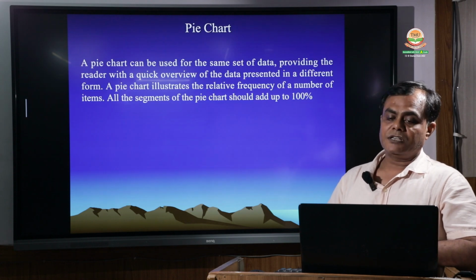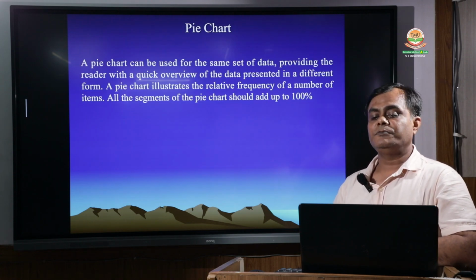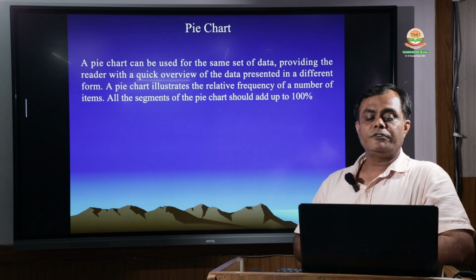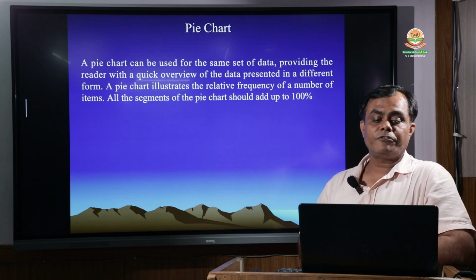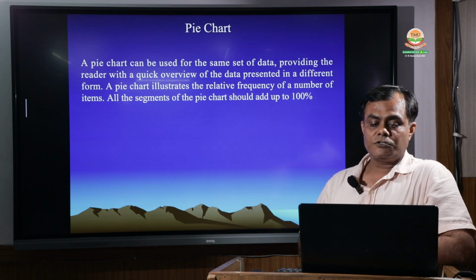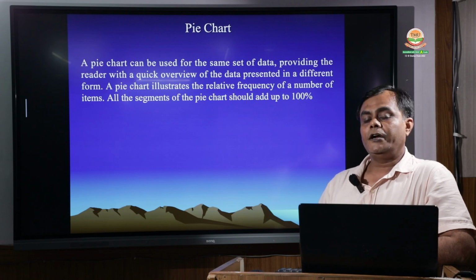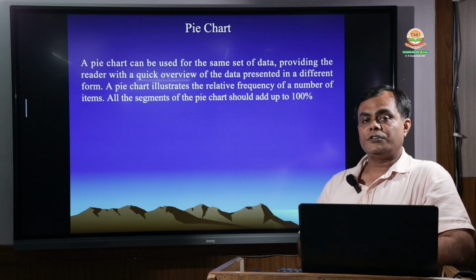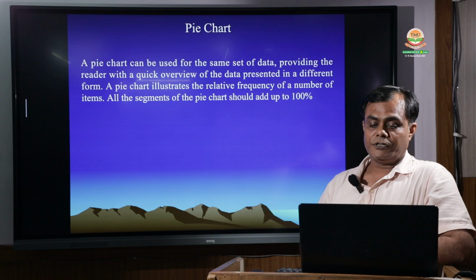So next is the pie chart. A pie chart can be used for the same set of data, providing the reader with a quick overview of the data presented in a different form. A pie chart illustrates the relative frequency of the number of items. All segments of the pie chart should add up to 100%. So one circle of the pie chart is considered as 100%, and we divide the data into their percentages.